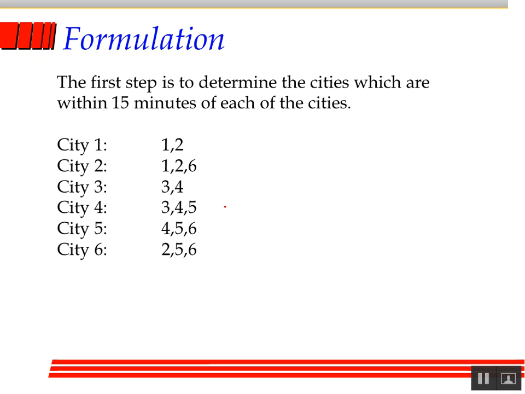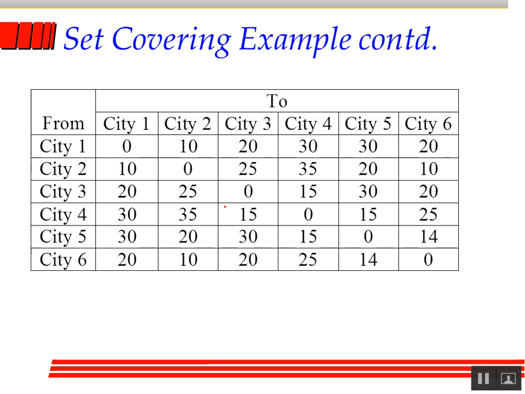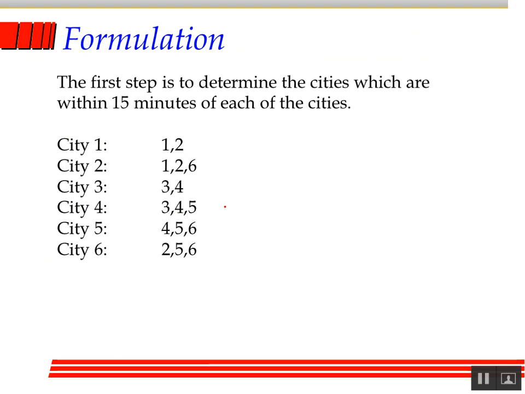You start with city 1. Of course, city 1 is close to city 1. City 1 is close enough to city 2, because the threshold is 15 minutes. City 3 is not close enough to city 1. So for city 1, the locations which are close enough are itself and city 2.